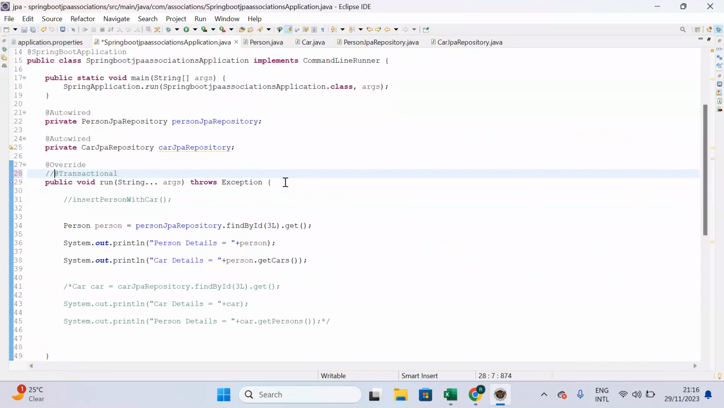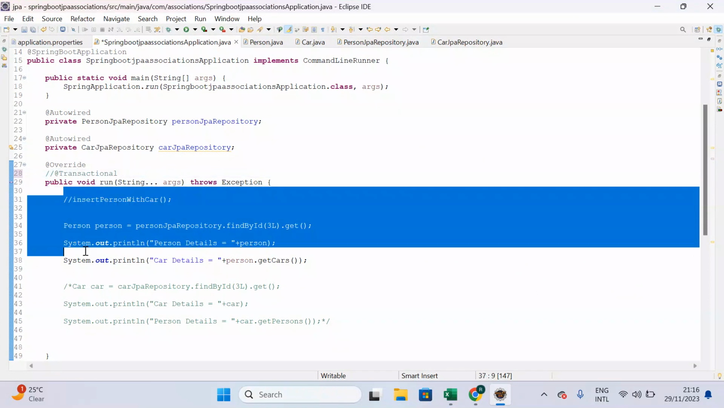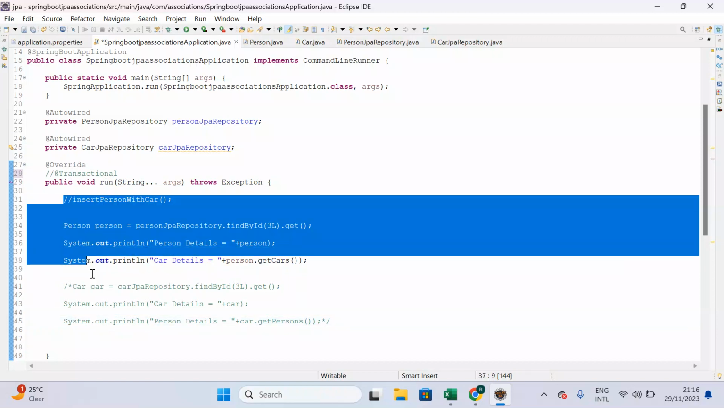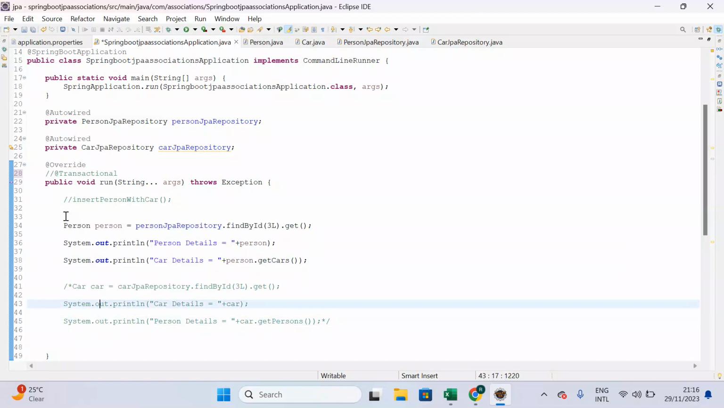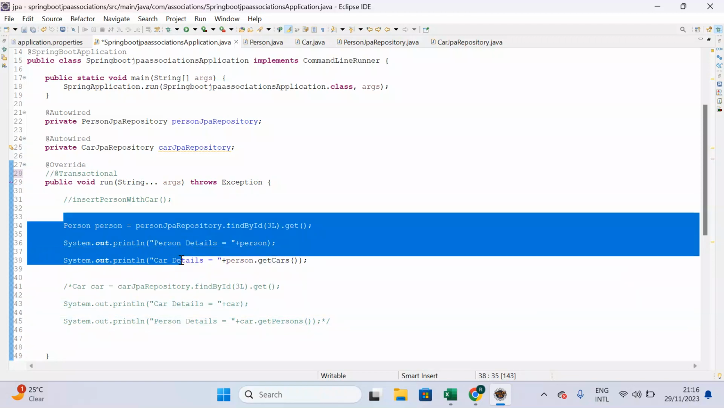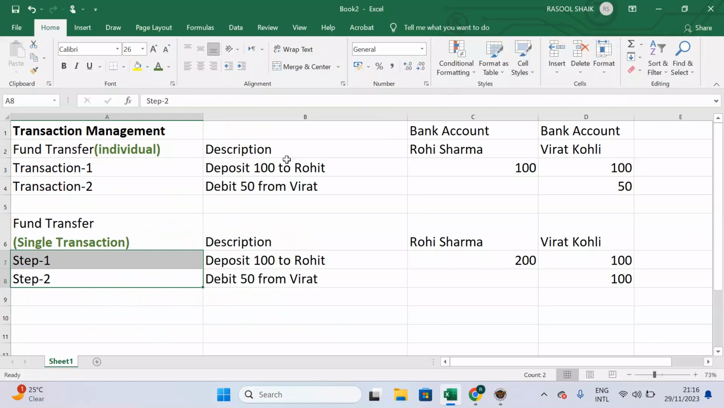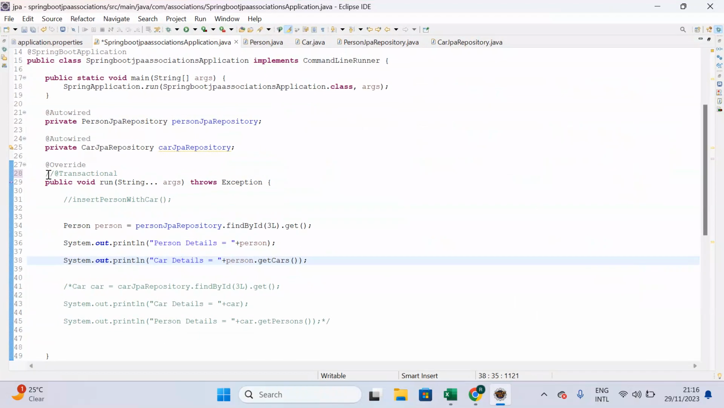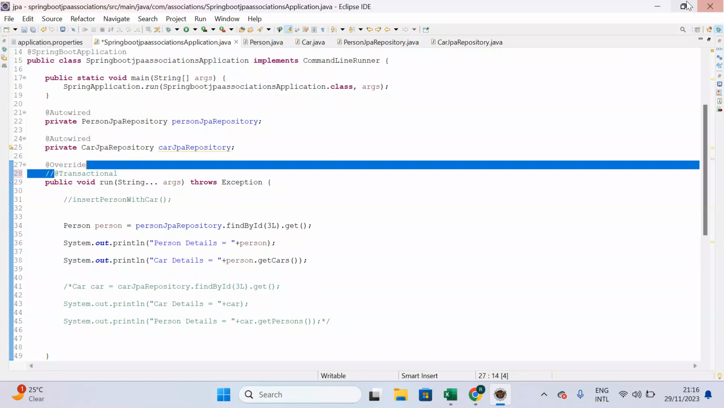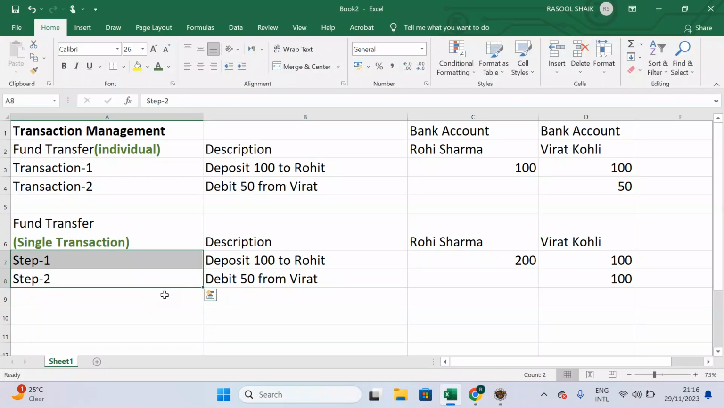We need to specify @Transactional to make sure that either all succeed or all fail. If you don't specify it, there is a chance that one is success and another is fail, and that time it is an invalid transaction. So now you got it, right? What is the importance of the @Transactional annotation? I hope you understood.